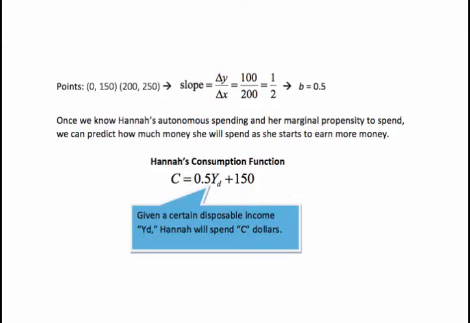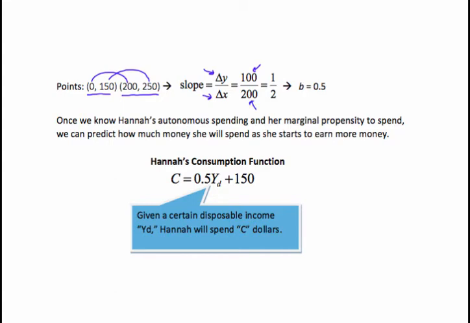So let's go ahead now and take a look at the slope of that line and see how we can use it to get a consumption function that will predict Hannah's spending. Okay, so here we had the points 0, 150 and 200, 250. Remember, to find the slope of a line, it's the change in y over the change in x. So if we look at our points here, the change in y, if we go from 150 to 250, is a change of 100. That gives us our change in y. And then our change in x, that was from 0 to 200, so that's a change of 200.